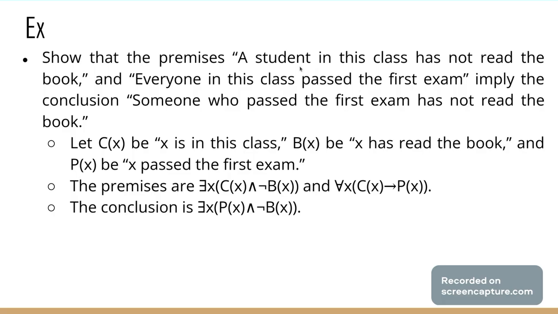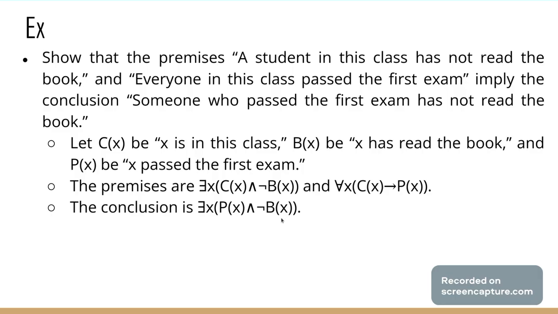Okay, now we can write the premises. A student in this class has not read the book is actually there exists x where Cx and not Bx, that is, a student is in this class and he has not read the book. And the second premise, everyone in this class passed the first exam, is for all x, Cx implies Px. So now we have these two premises. We need to see whether there is a valid argument for this conclusion.